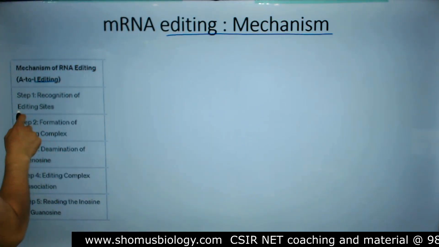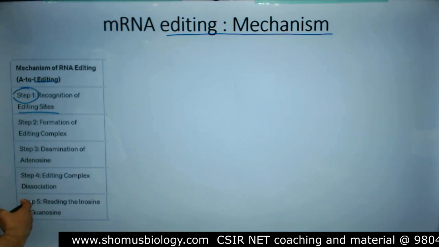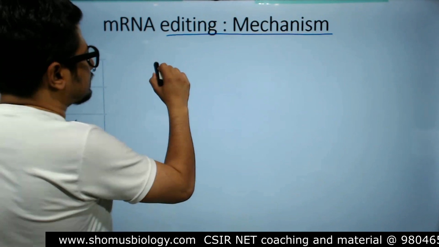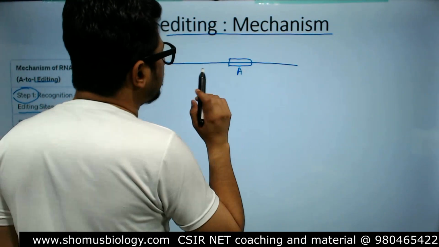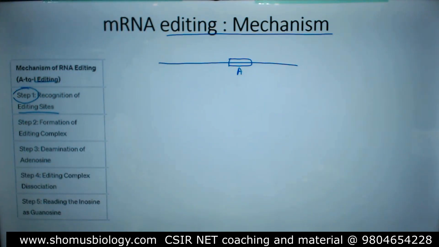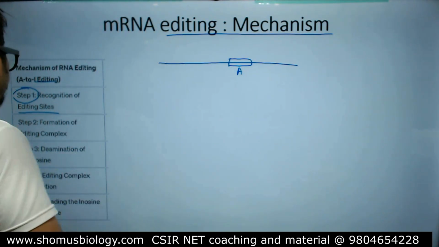So recognition of the RNA editing site is step number 1. In this case, we need to recognize the RNA editing site. So let's say this is the RNA, and let's say this is the site where the adenosine is found. This particular adenosine should be modified to inosine. So recognition is very important.